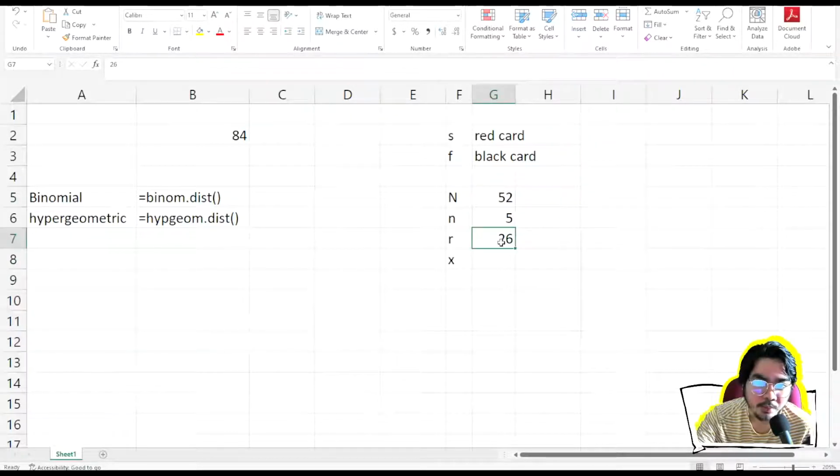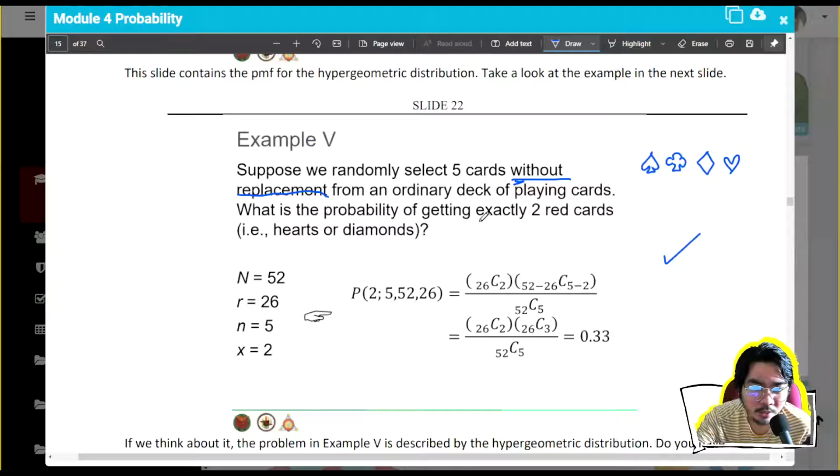Tama? So if success is a red card, then we have 26 successes in the total 52 given. Then X is the number of successes in our trials. So if we have 5 trials, and the problem says we get 2, tama? What is the probability of getting exactly 2 red cards?